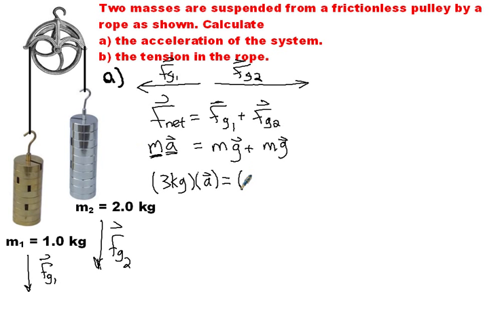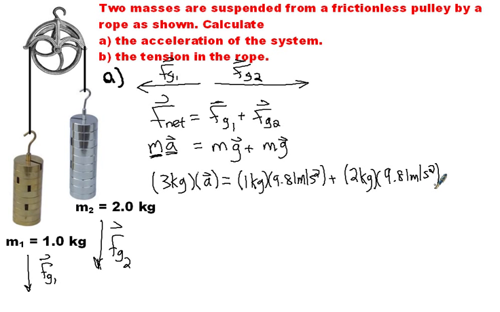For the force of gravity for object 1, that's 1 kilogram multiplied by 9.81 meters per second squared. And for the force of gravity 2, that's 2 kilograms multiplied by 9.81 meters per second squared.